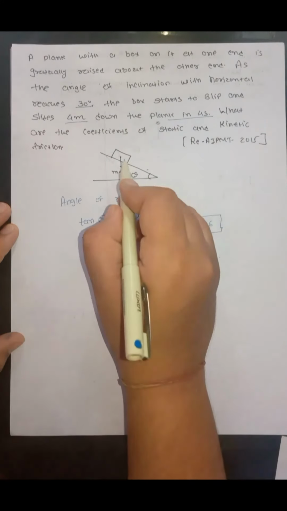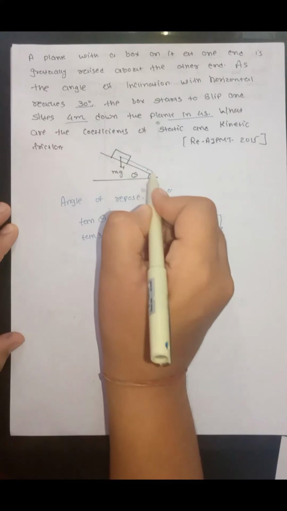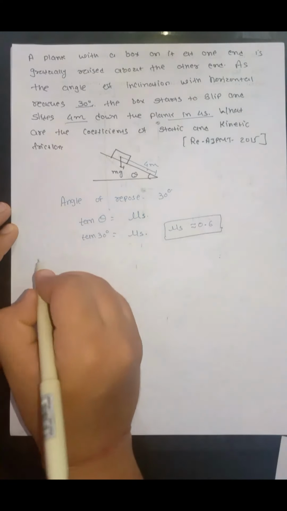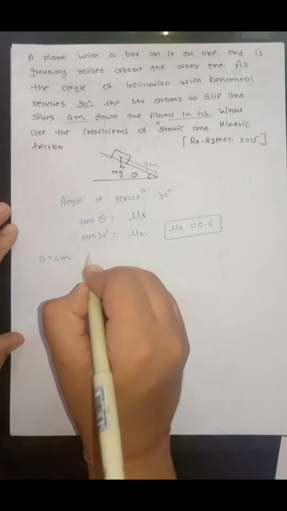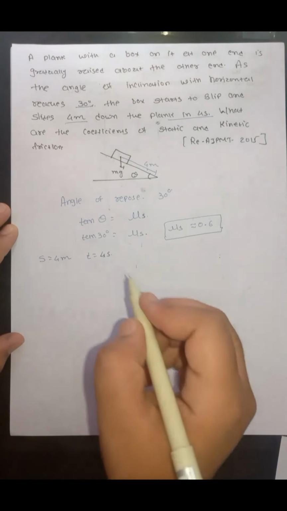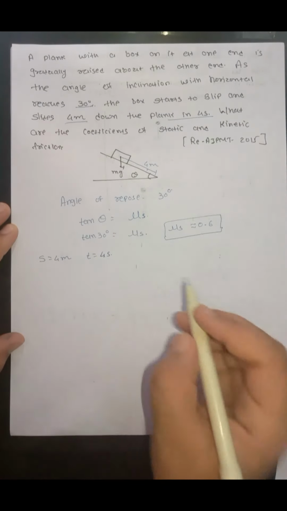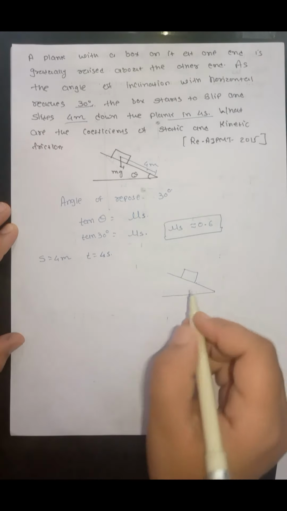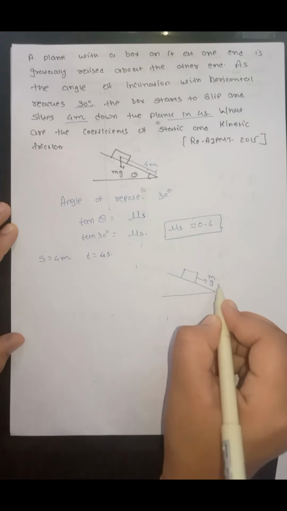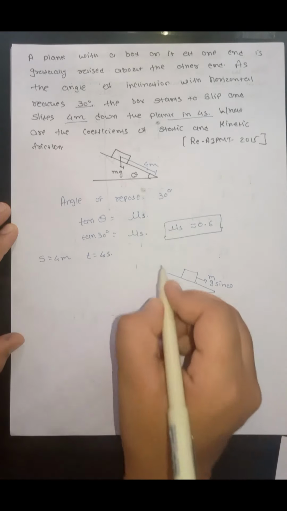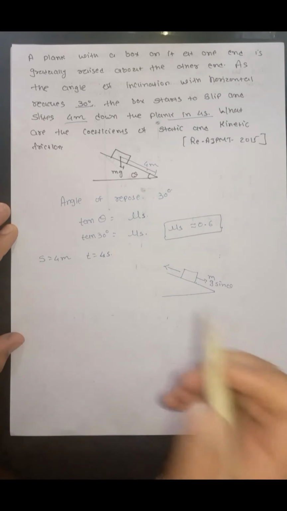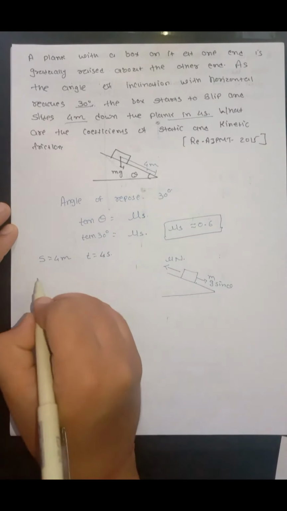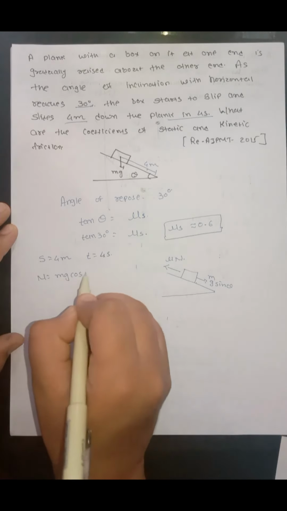Now once the block starts sliding, it travels a displacement of 4 meters along the plank in 4 seconds. So the displacement is 4 meters and time is 4 seconds. We want to find the coefficient of kinetic friction. While the block is sliding down, the forces acting on it will be mg sin theta in the downward direction, and the frictional force in the upward direction, that is equal to mu N. Here the normal reaction is mg cos theta.